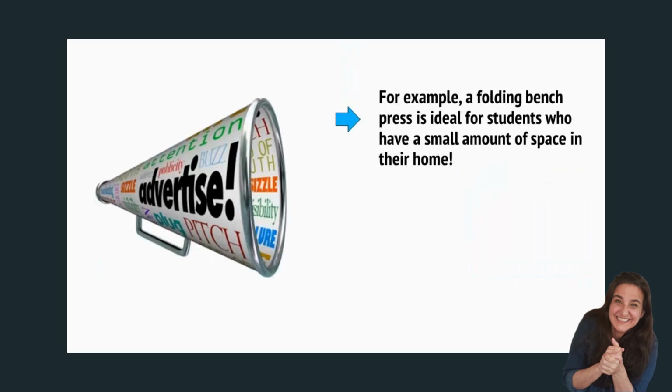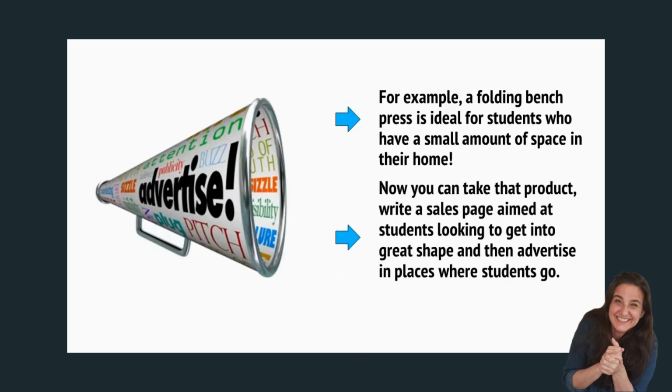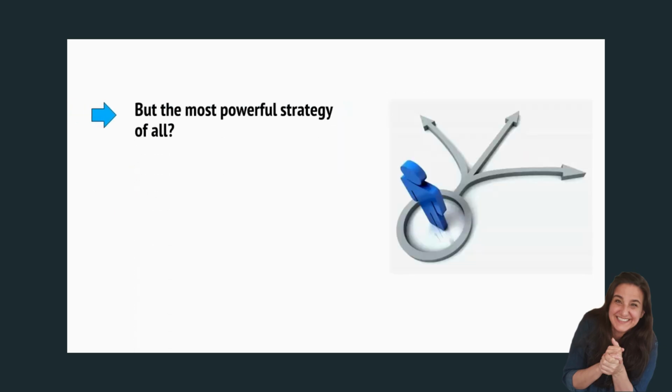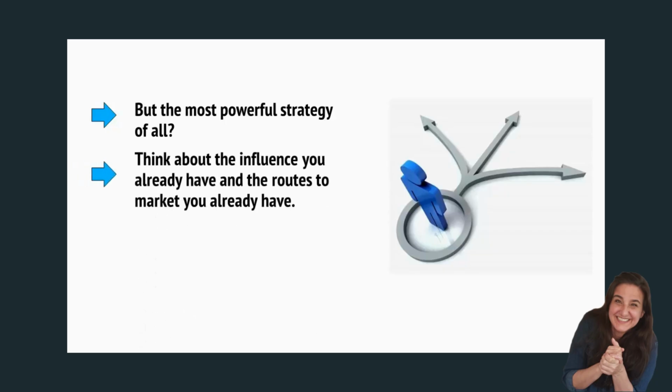For example, a folding bench press is ideal for students who have a small amount of space in their home. Now, you can take that product, write a sales page aimed at students looking to get into great shape, and then advertise in places where students go. The most powerful strategy of all? Well, think about the influence you already have and the routes to market that you already have.